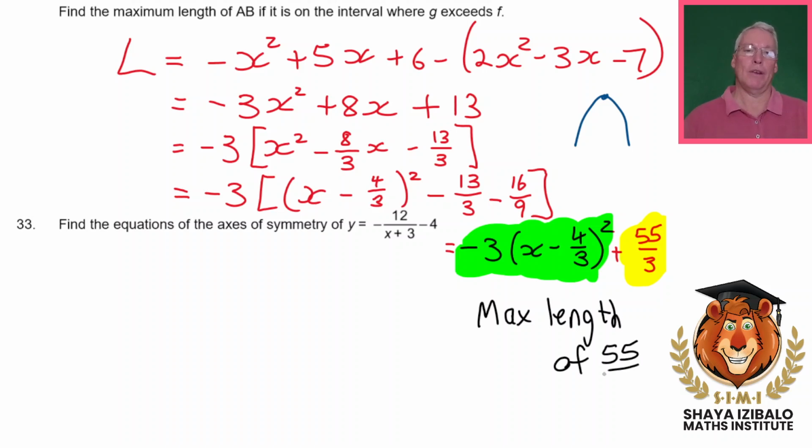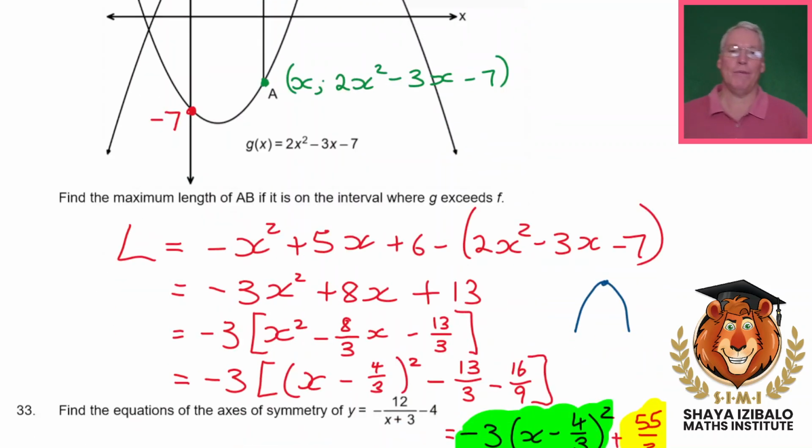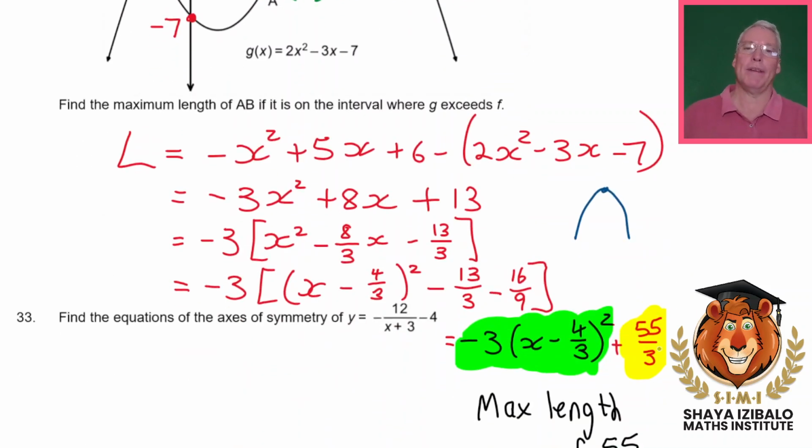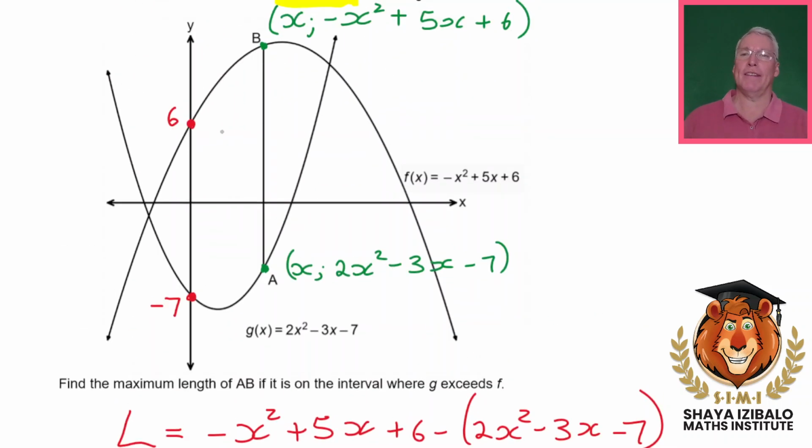And that maximum length occurs when x is 4/3. So somewhere over here, when x is 4/3, wherever that is, that'll be the maximum length. Now 55 over 3 is a bit bigger than 18. And remember we said this length over here was 13. So it gets a little bit longer as we move across.